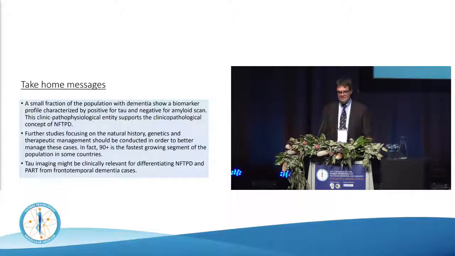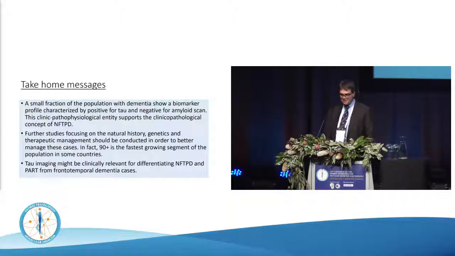And it looks like up to 4 to 10% of patients more than 80 years old can present this type of cause of dementia. And in fact, the 90-plus is the fastest growing segment of our population in some countries. I think it's an interesting application of tau imaging in the differential diagnosis of individuals. I'm not saying that this has a direct clinical application, but it's a case that made me think a lot about the possible clinical applications of tau imaging.